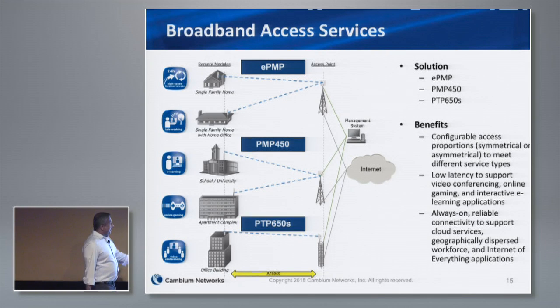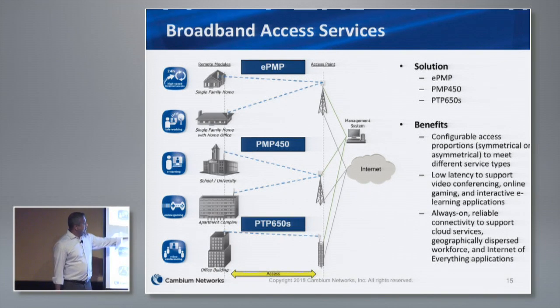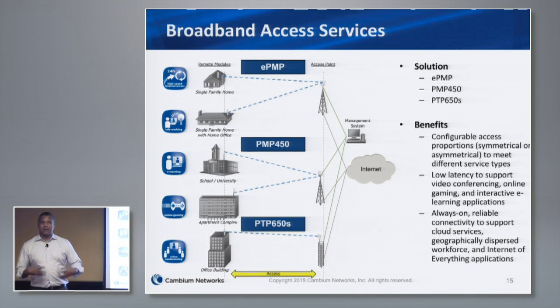And then at the end of the day, you have portfolios where you can do backhaul with our PTP 650, PMP 450 is a higher end product line, point to multipoint, but single family homes, offices, schools, university, providing an alternate connection to a wire is what we're doing across Cambium with this product portfolio.